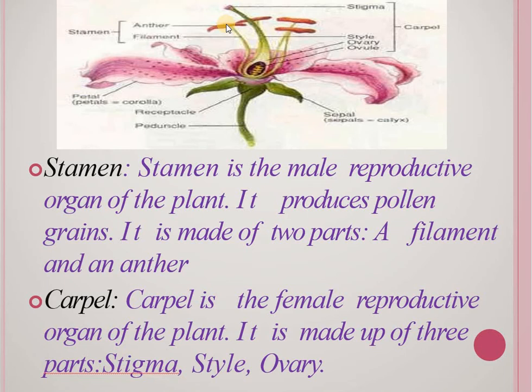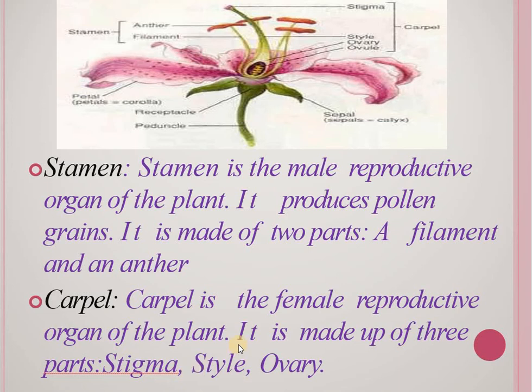They produce yellowish colored powder of haploid pollen grains through meiotic division of their diploid mother cells. At the time of liberation, a pollen grain may have up to 3 cells, a tube cell or vegetative cell and 2 male gametes. Now let us talk about the carpel.